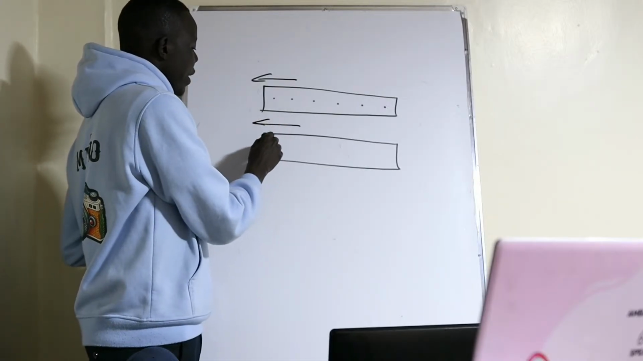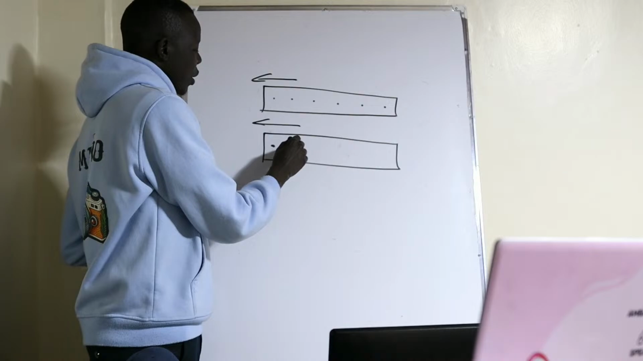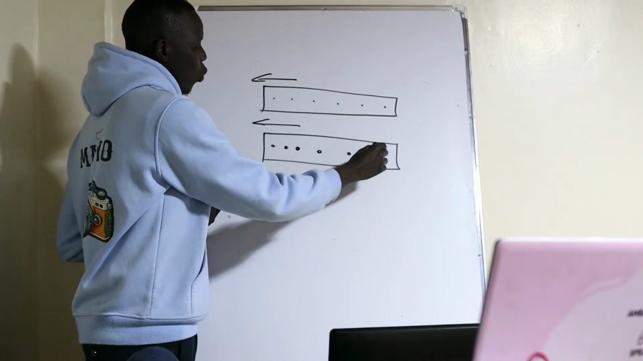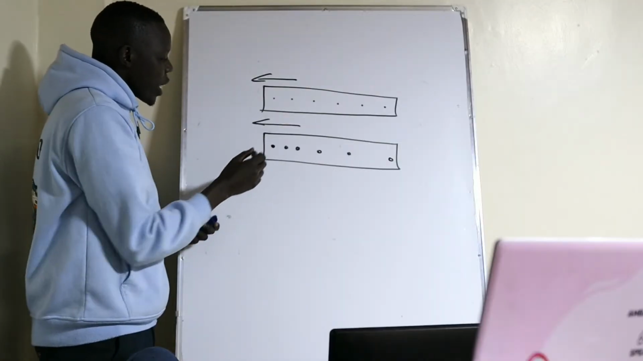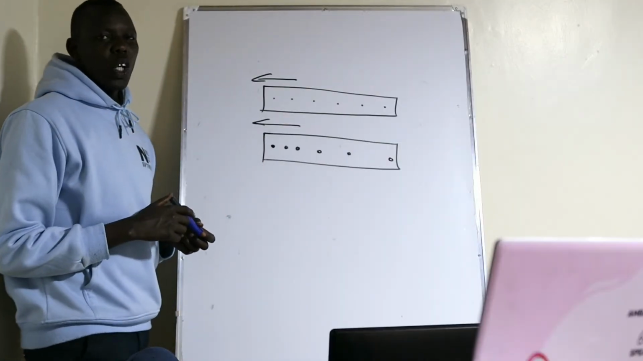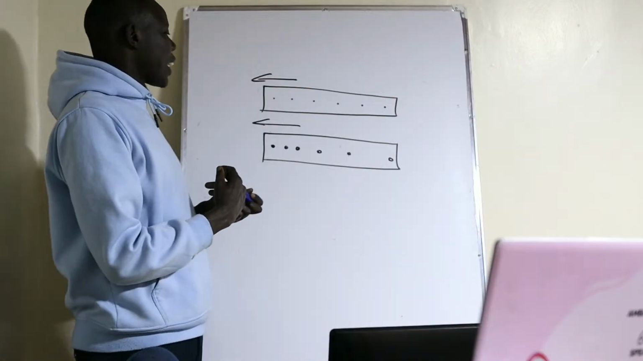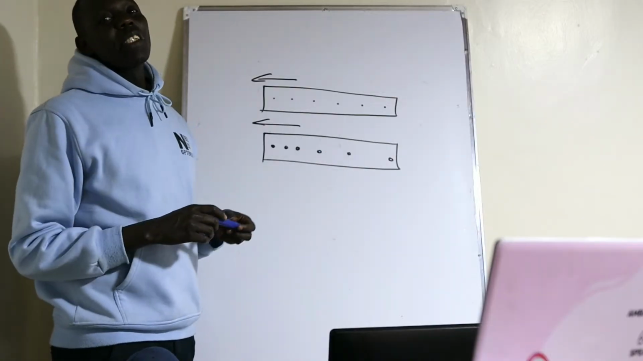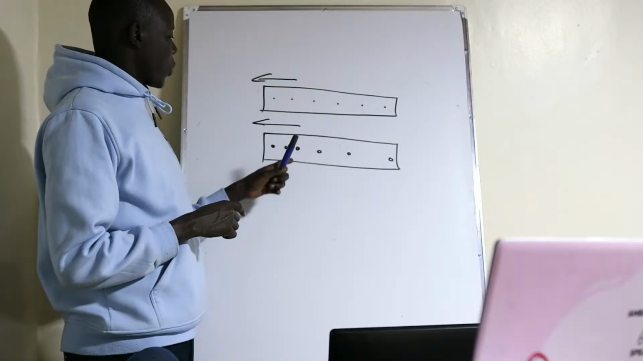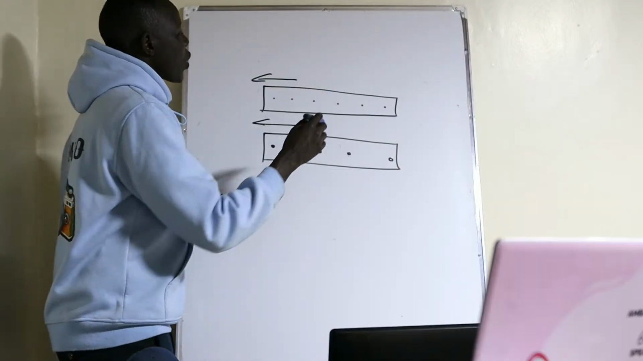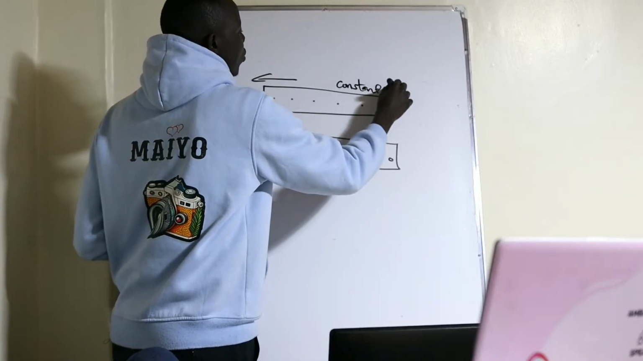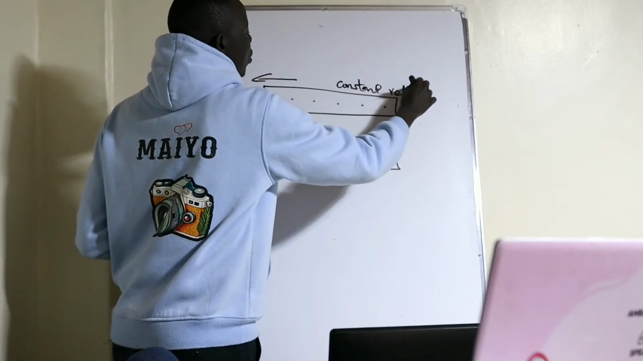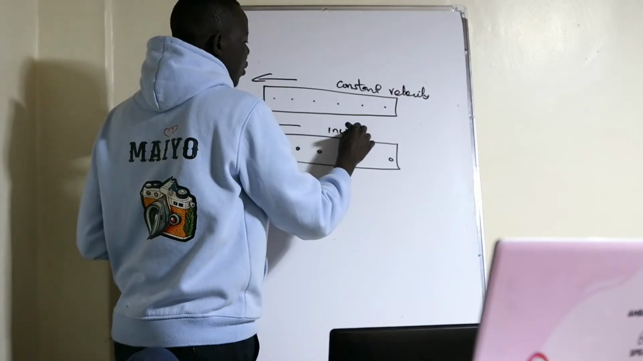So unapata at the beginning, the dots were very close. Ikafika mahali, the dots ikaanza kuwa mbali mbali. When the dots were very close, it means it was moving slowly. When the dots start to move far away from each other, it means it was moving very fast. So this one was increasing velocity.